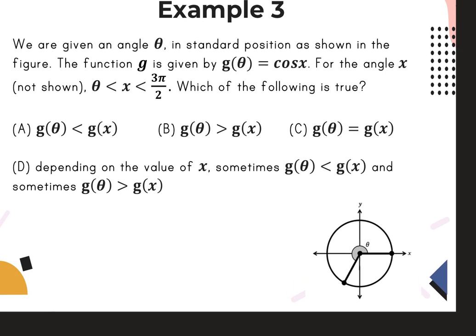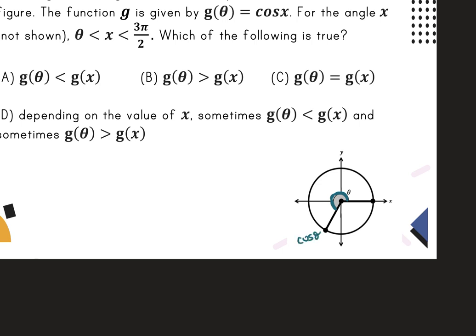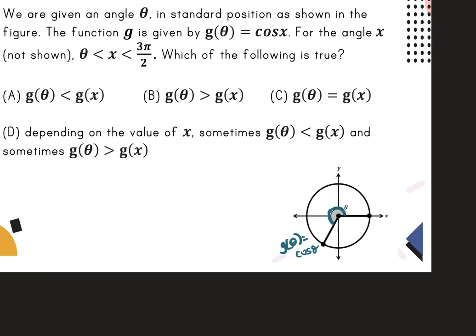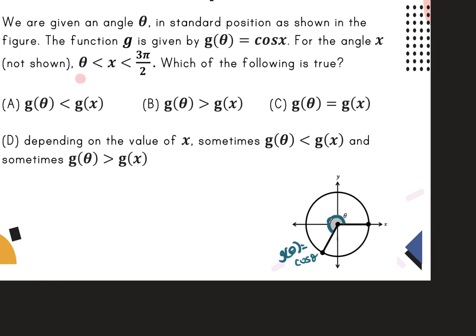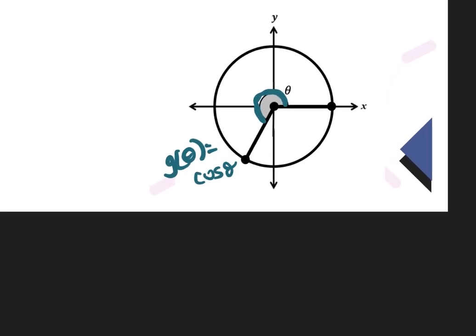So start with g of theta is cosine of theta. If this is theta, I'm looking for the cosine of theta here. That's what you're comparing by doing g of theta. Which means, am I looking at the x or the y values there? The x values. Then it says x is not on my graph, but it is in between theta and 3 pi over 2. Where's 3 pi over 2? At the bottom. So 3 pi over 2 is here. So then x is actually in here. It's in between theta and 3 pi over 2.